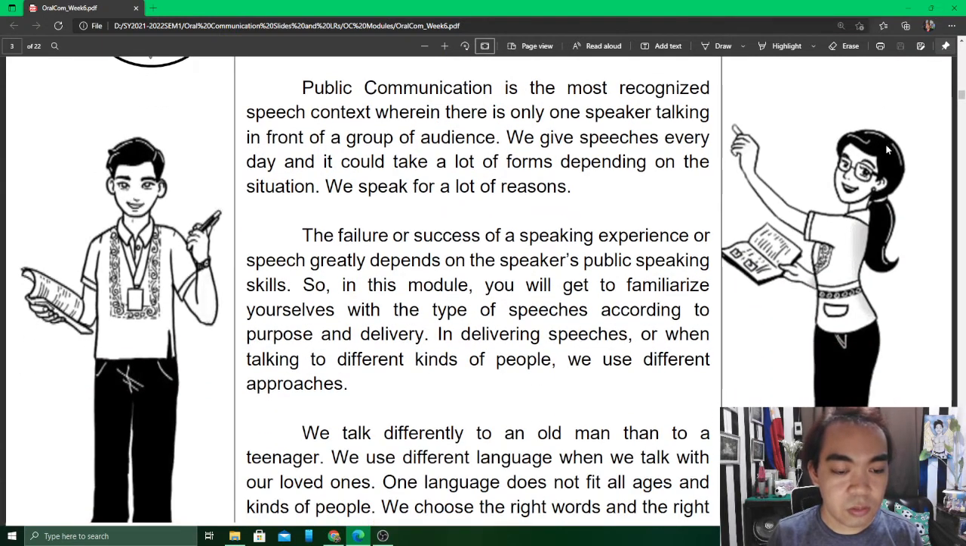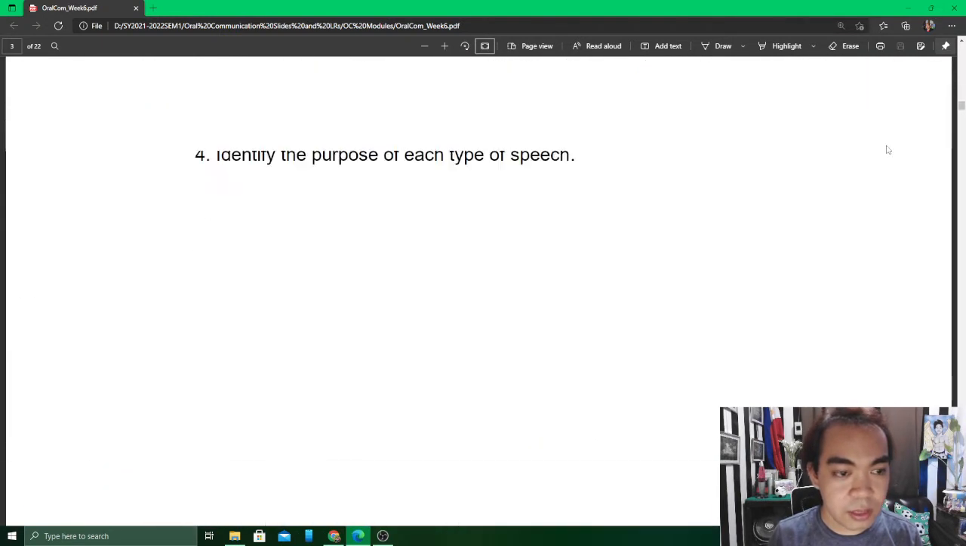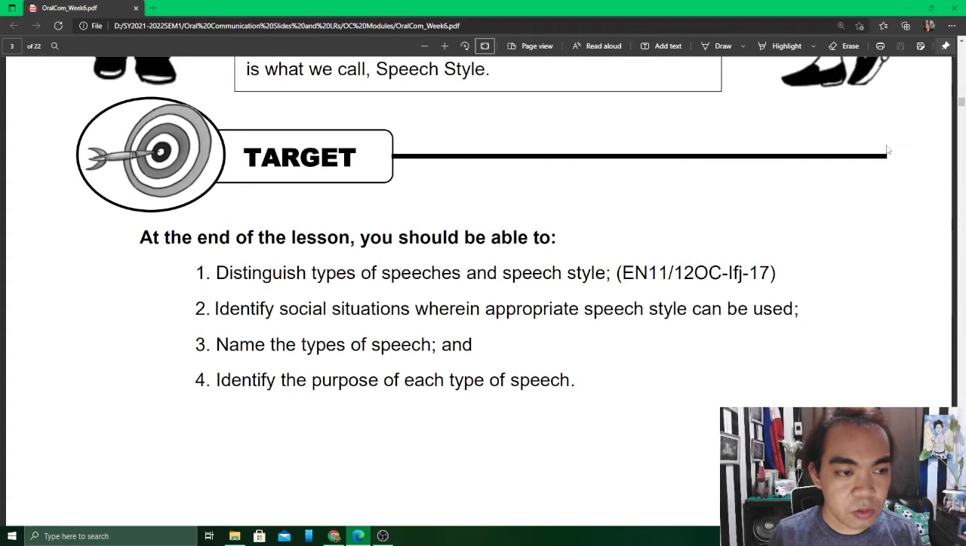Okay, so we will start off, of course, with the targets for this week number 6, which are to distinguish the types of speeches and speech style, to identify social situations where inappropriate speech style can be used, to name the types of speech, and to identify the purpose of each type of speech.